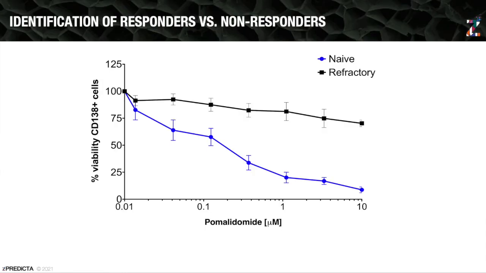So this really expands the capabilities of the system and the amount of data that can be obtained from one assay. One example is looking at responders versus non-responders. In this case, we had 10 patients who were refractory to pomalidomide, that's the black line, and 10 patients who were treatment naive. As shown here, as expected, refractory patients were non-responsive to pomalidomide, treatment naive patients were, and we really can stratify patients into responders and non-responders using this system.